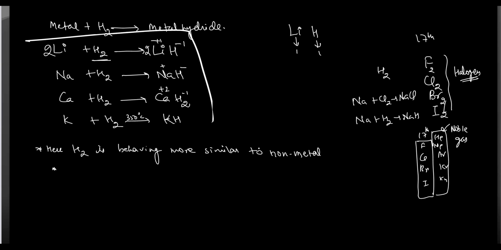Here hydrogen is showing properties similar to a non-metal. Hydrogen sometimes shows the property of a metal, sometimes of a non-metal. How can you say this? For example, hydrogen forms an H positive ion, sodium also forms a positive ion, potassium also forms a positive ion. So when it forms a positive ion, it shows properties similar to metals.